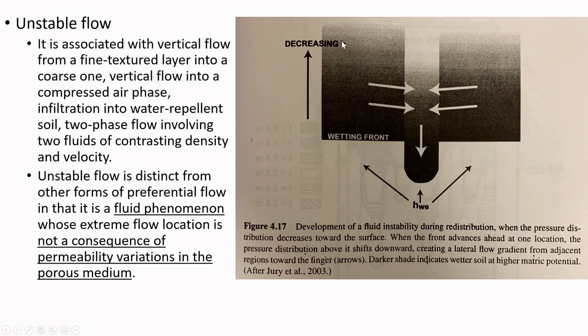So the pressure distribution initially is the same from the wetting front to the surface, but suddenly here the water flows down. As a result, the pressure distribution will also shift down, right? So the pressure distribution shifts downward, creating a lateral flow gradient from the adjacent region towards the finger. So when the water at this part moves down, it creates a lateral flow region from the adjacent region flowing towards the finger. So this is the finger that has been shifted down. So this is what happens when you have an unstable flow.